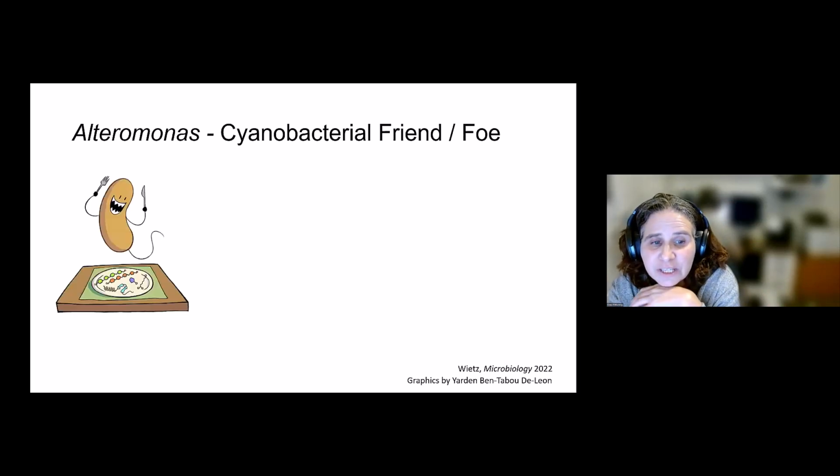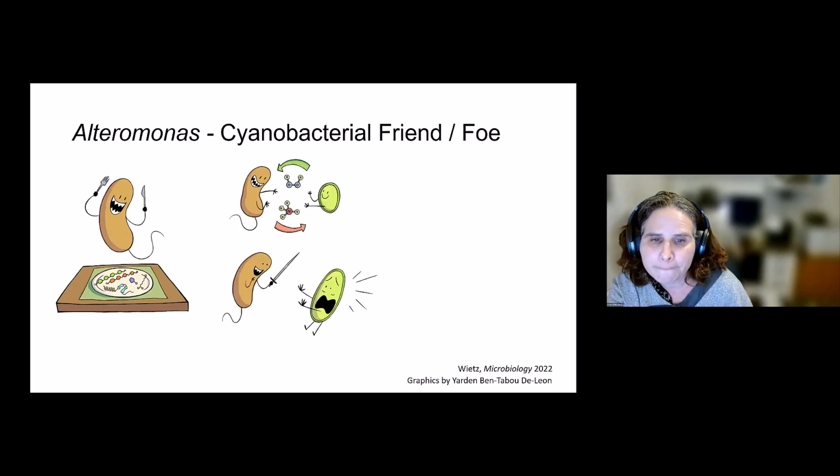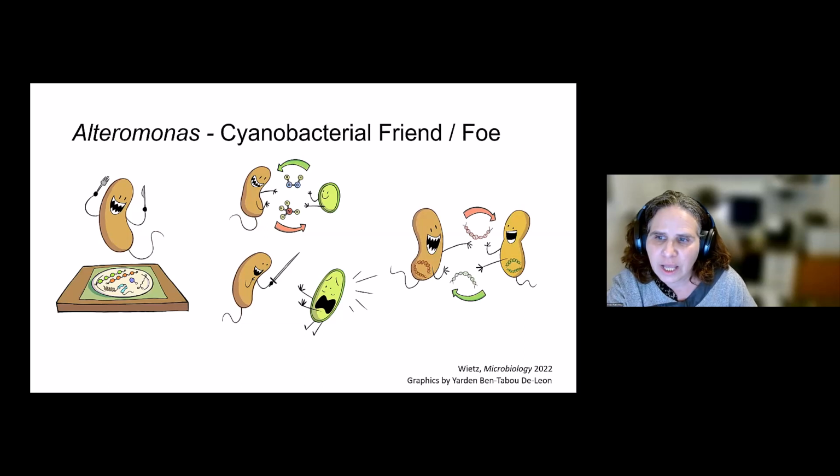So a little bit about Alteromonas. It's very versatile. It can degrade multiple organic matters, and it can draw down a lot of the carbon in the ocean. As I said, it has both positive and negative interactions with Prochlorococcus. And there's a lot of horizontal gene transfer, so exchanging of genetic material between the different strains.